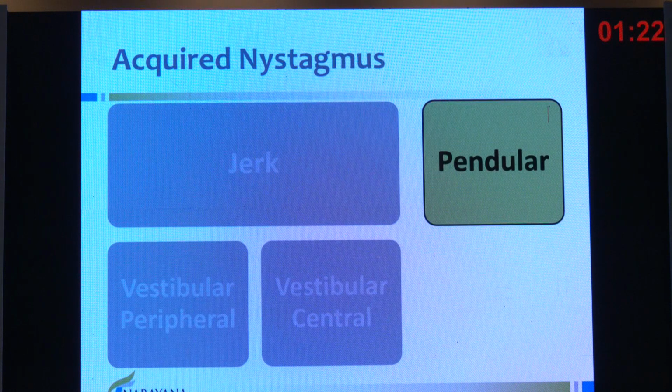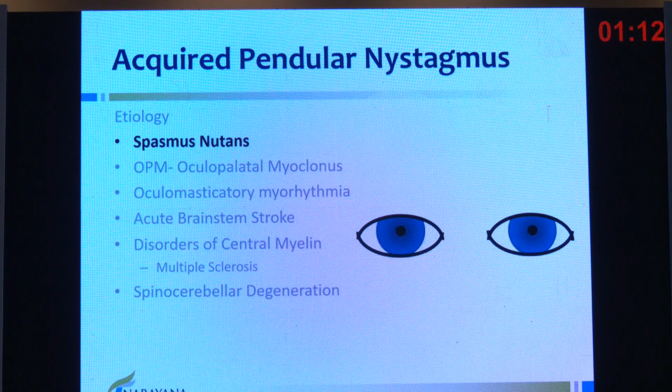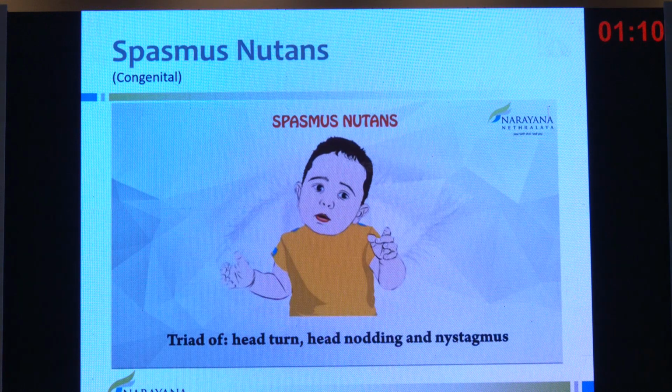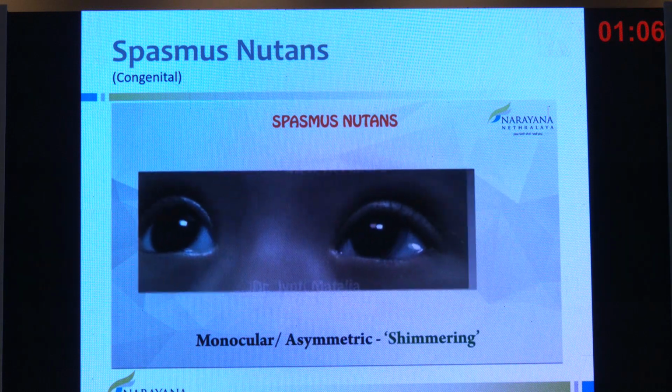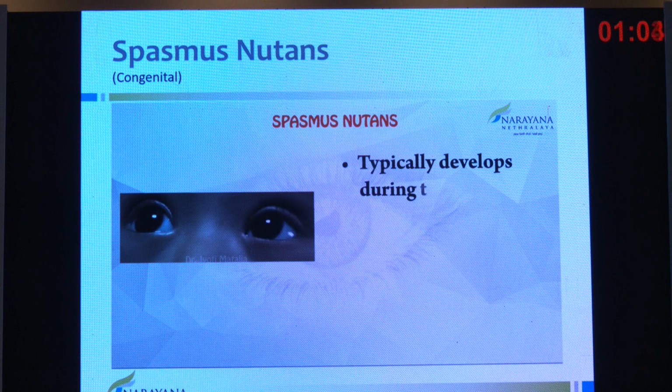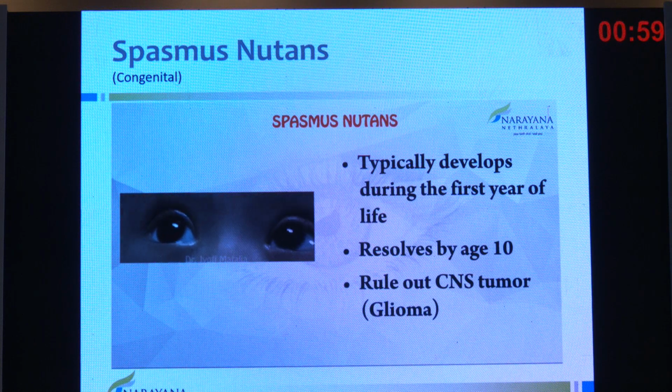So now let's quickly look through the pendular causes of acquired nystagmus. Pendular is a sinusoidal movement. You don't have a fast component here, but the eyes are moving sinusoidally. These are the various etiologies. Classically, the spasmus nutans, which is a triad of head turn, head nodding, and you can see the shimmering reflex, and it's in a child, which typically develops in the first year of life and resolves by the 10 years, and you have to rule out a CNS glioma.